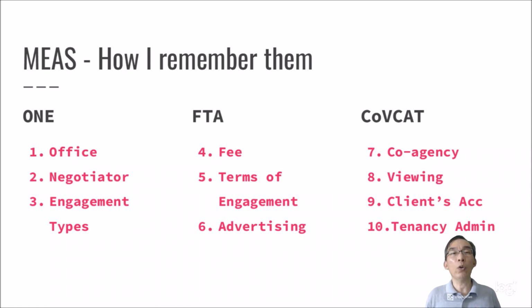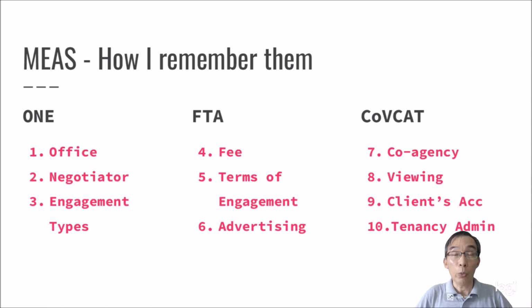So 1 is office, it means how to set up an office. And N is negotiator, E is engagement types. So the first one is engagement type, and then number 4 is fee, number 5 is terms of engagement, and number 6 is advertising, so FTA.